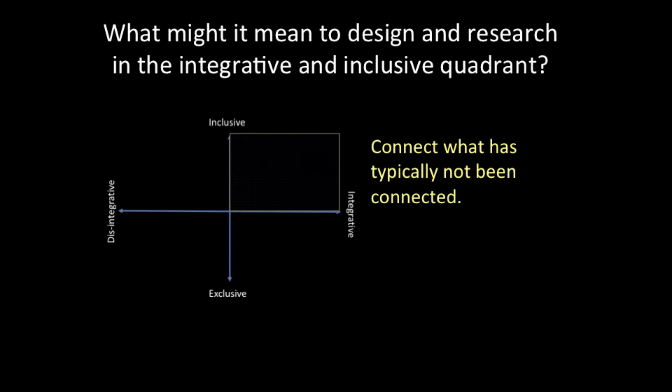Digital revolution, AI, advances in what we know about the science of learning, what we're learning about income inequality, all those things, I think, put us in a position to be thinking about that upper right quadrant. But that's not a place that we've ever designed for. So what does it mean to design for that quadrant? I'm going to give you three principles. There are many more. So first, connect what has typically not been connected.